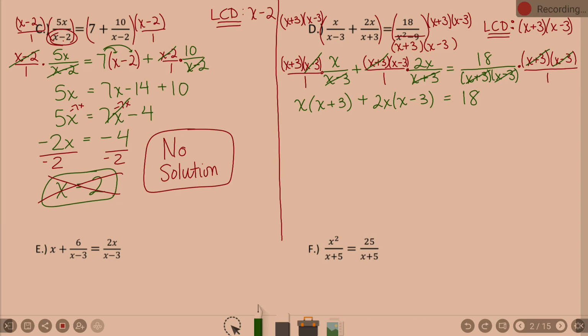Okay. If you haven't already, now is when I would suggest we see some parentheses. We need to multiply. So x times x plus 3 is going to be x squared plus 3x. 2x times x minus 3 is going to be 2x squared minus 6x equals 18.